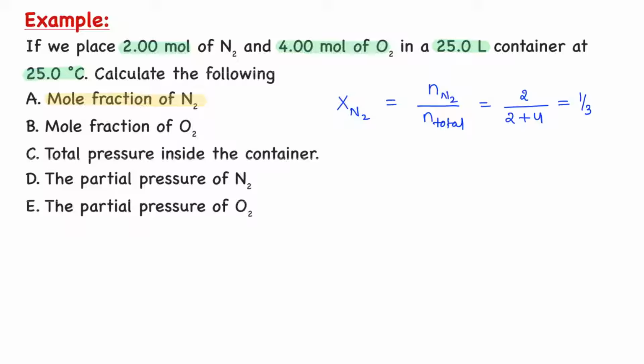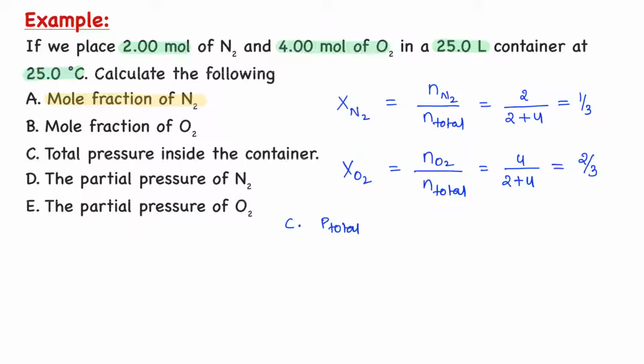Next, mole fraction of oxygen is equal to the number of moles of oxygen, that is 4, divided by the total number of moles, which is number of moles of nitrogen plus number of moles of oxygen, that is 2 plus 4. If we do the math, we get mole fraction of oxygen is equal to 2 over 3. Next, let us calculate the total pressure inside the container.